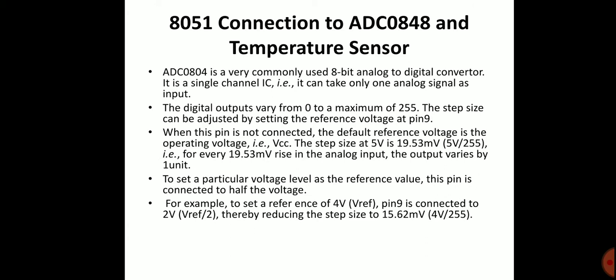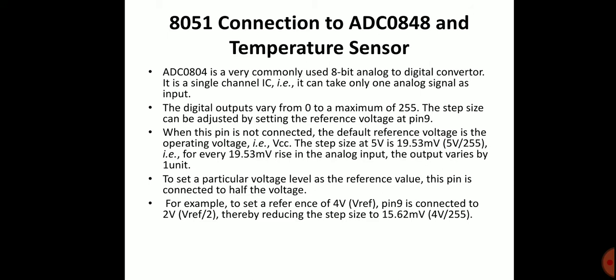The digital output varies from 0 to a maximum of 255. The step size can be adjusted by setting the reference voltage at pin 9. When this pin is not connected, the default reference voltage is the operating voltage, VCC. Therefore, the step size for 5 volts is 19.53 millivolts. For every 19.53 millivolt rise in the analog input, the output varies by 1 unit.